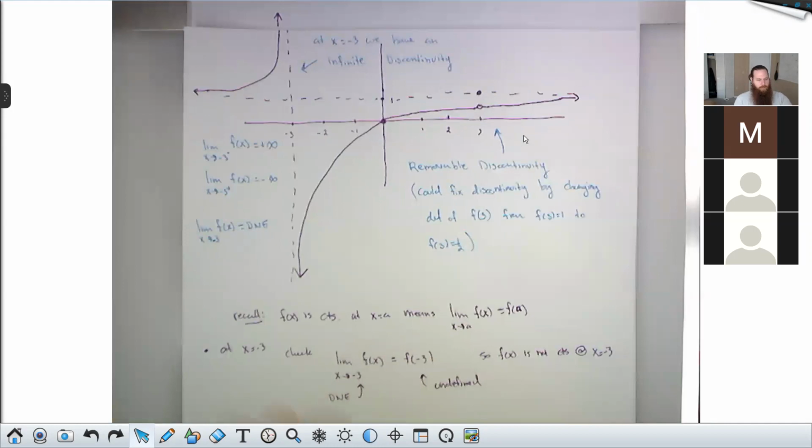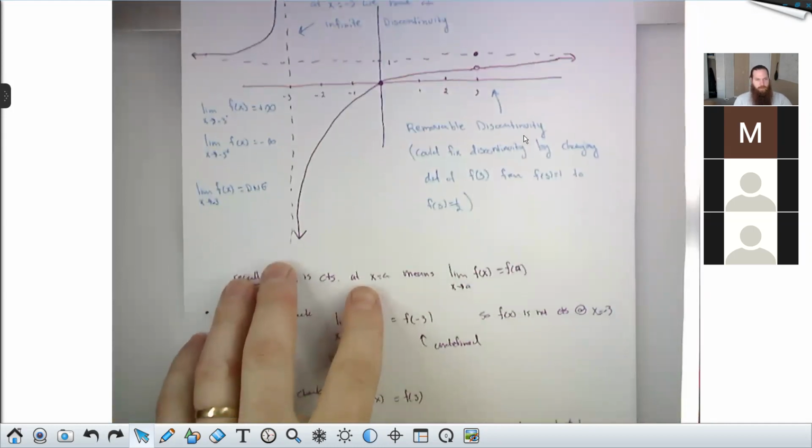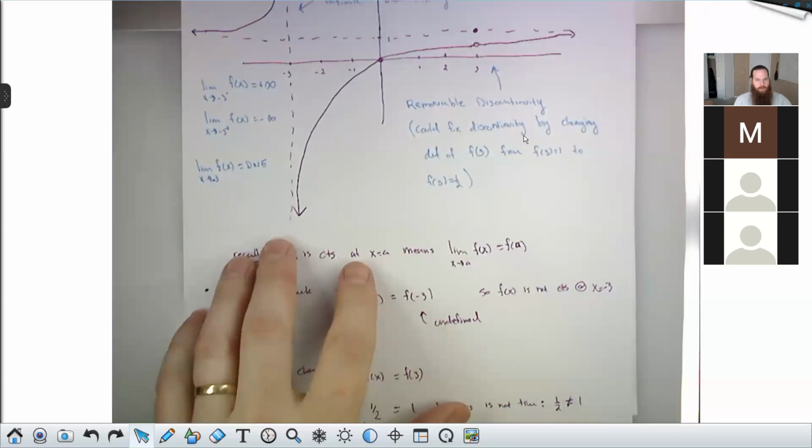Okay, do we feel like we fully understand this example? Are there any questions about this example?